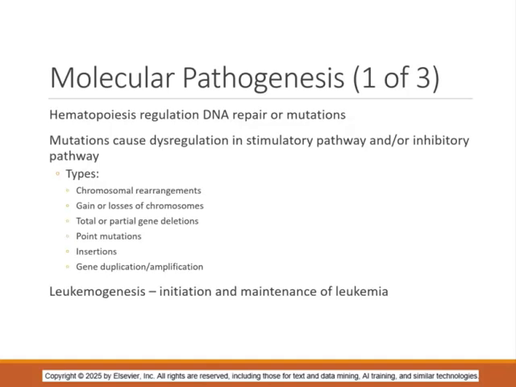The chromosomes do translocations, they rearrange things. Sometimes we gain or lose chromosomes. Sometimes part of a chromosome or a whole chromosome is deleted. There are mutations at certain points in the DNA, or there can be insertions into the DNA sequence. Sometimes there are duplications. So we have to look at all that. Leukemogenesis is the actual beginning of the leukemia and how it maintains itself, and that's what we're trying to do by identifying what it is.